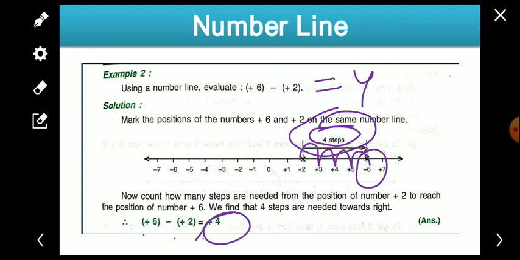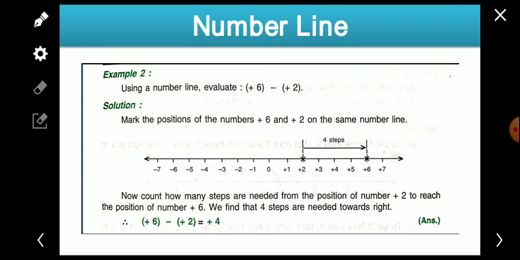So very easy it is. First mark both the numbers on the number line, then start moving from the second number towards the first number, and count the number of steps. That will be the answer. So the answer we have got is 4. Now we will talk about the sign: what will be the sign of the result, a positive number or a negative number?